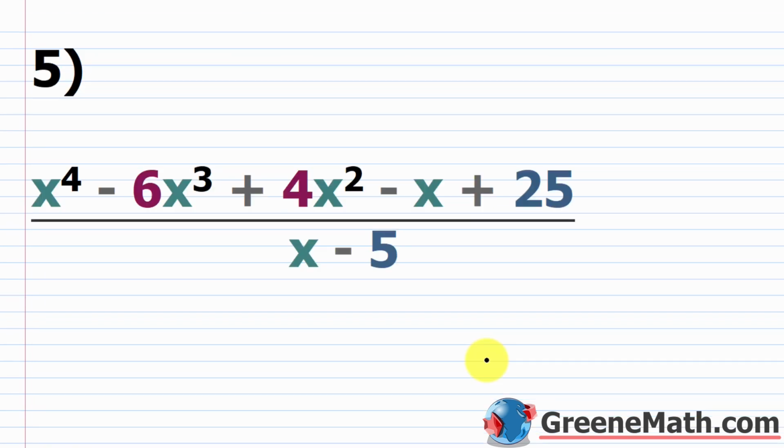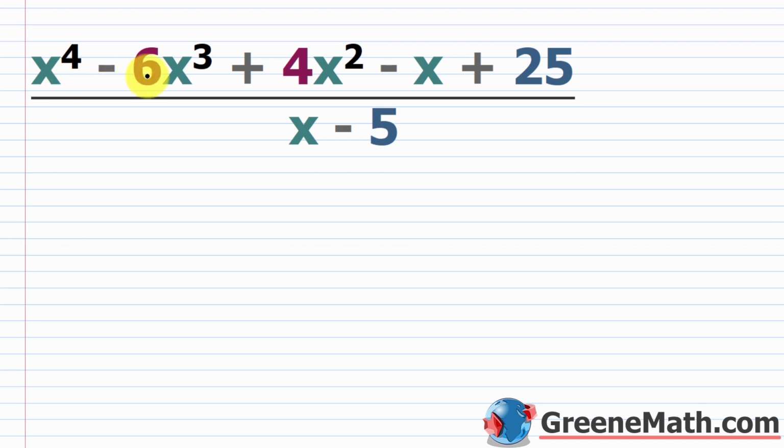Okay, let's look at problem number 5. We have x to the 4th power minus 6x cubed plus 4x squared minus x plus 25 over x minus 5. This is already in the form of x minus k, so in this case, you don't have to do anything. You just grab the 5.